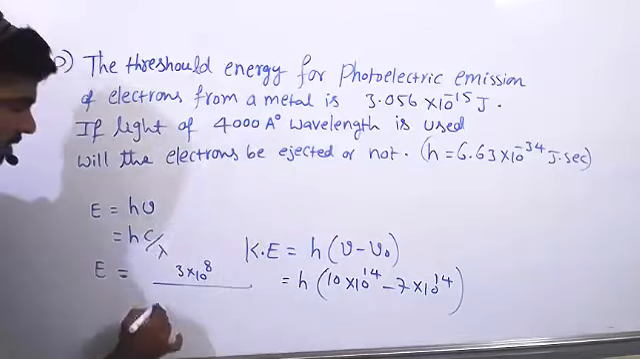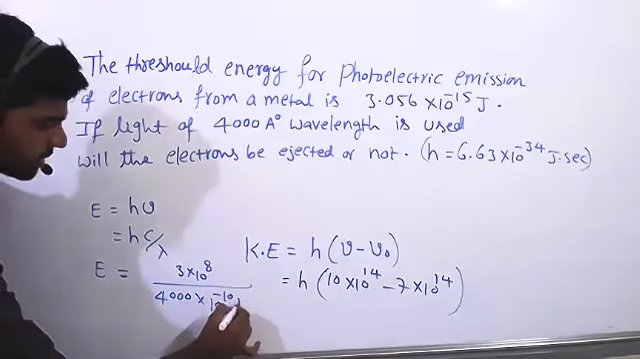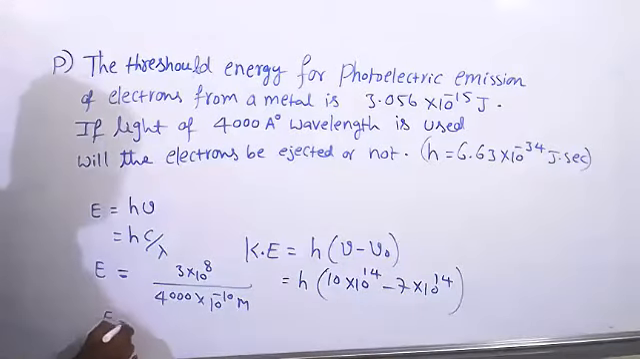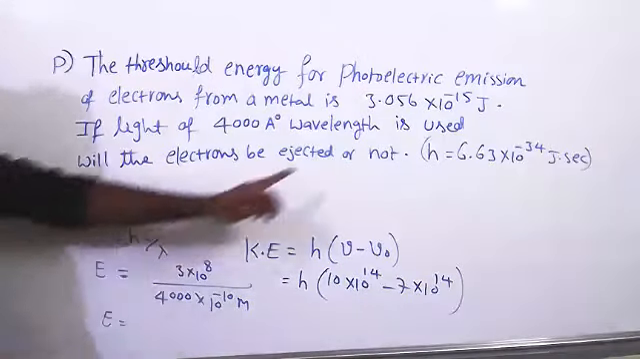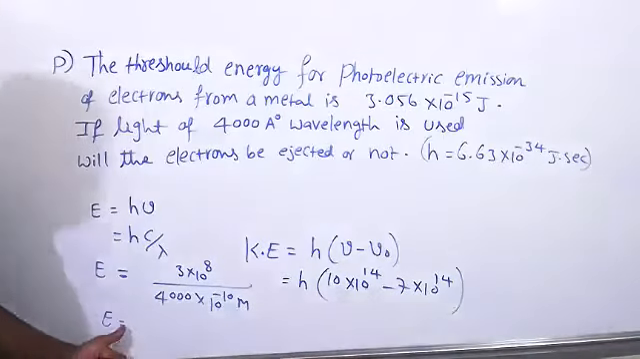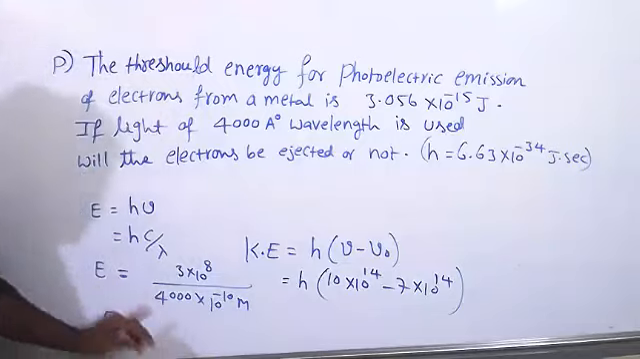Lambda is 4000 angstroms. 1 angstrom means 10 power minus 10 meters. And the h value is already given. So calculate the E value. If E is higher than this value, photoelectrons are ejected. If the E value is lower than this value, electrons are not ejected. So first calculate this energy and compare.